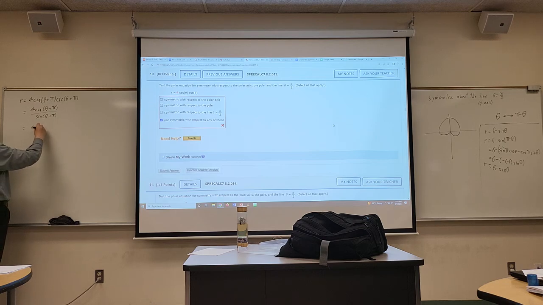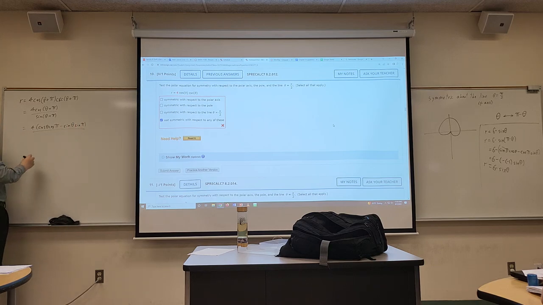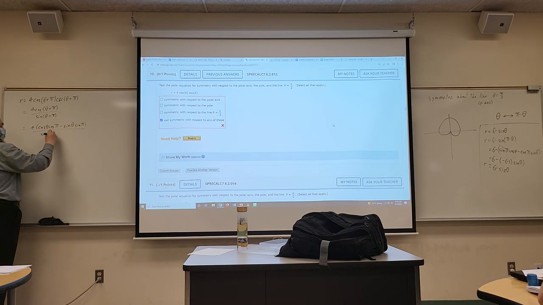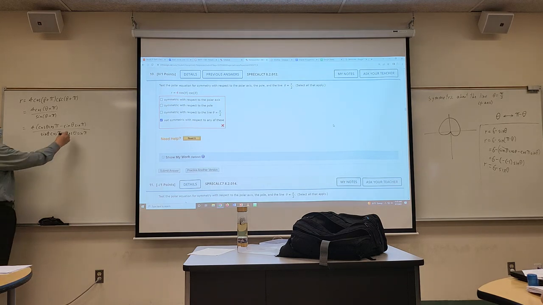And that's going to come out to 4 cosine theta cosine pi minus sine theta sine pi over, down here, sine theta cosine pi plus cosine theta sine pi. The sine of pi is still zero, so these terms eliminate. Cosine pi is negative 1, but those are going to cancel each other out, leaving me with 4 cosine theta over sine theta, which is the same as 4 cosine theta cosecant theta. So yeah, that one checks out.